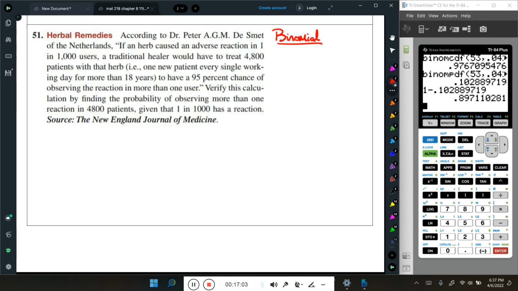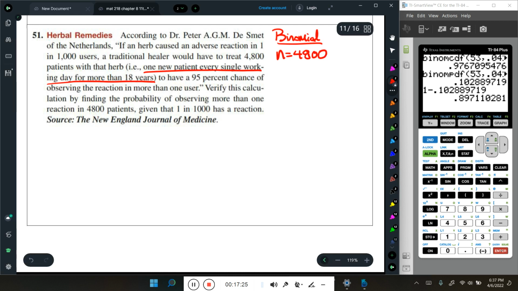So I am a traditional healer, not really, but for the purposes of this example I am. And I have a new patient coming in. I have one new patient coming in every single working day for more than 18 years. And I am going to administer this herb to them. Okay? So I'm knocking on 4,800 doors. I have a probability of seeing an adverse reaction of 1 out of 1,000. Okay?